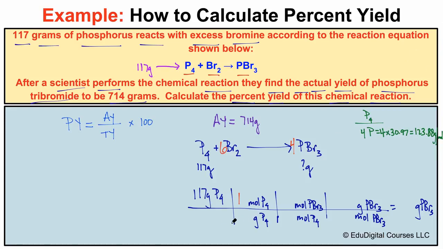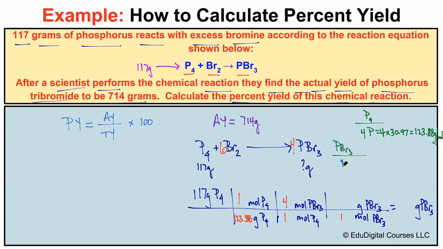So 1 mole of P4 we just figured out is 123.88. What about our mole ratio? What is our mole ratio? Well, we see we have 4 moles of phosphorus tribromide for every 1 mole of phosphorus. And then right here we have to figure out the molar mass of PBr3. So let's do that right here.